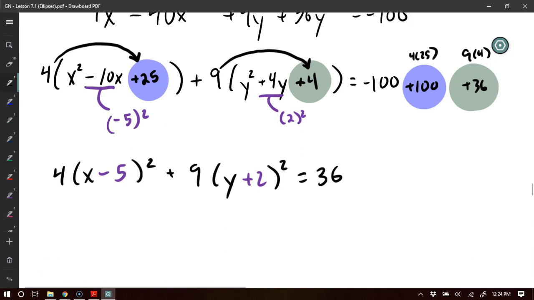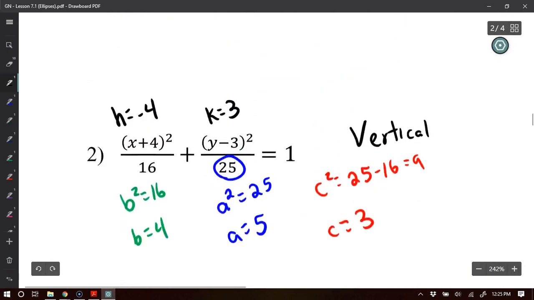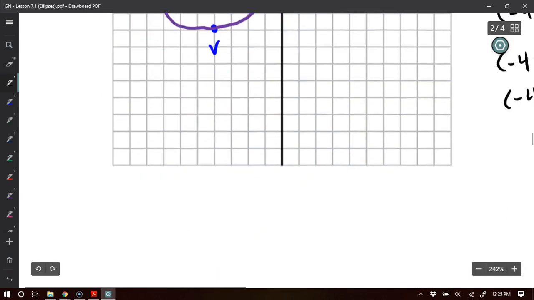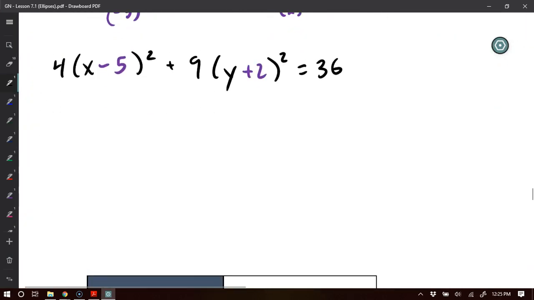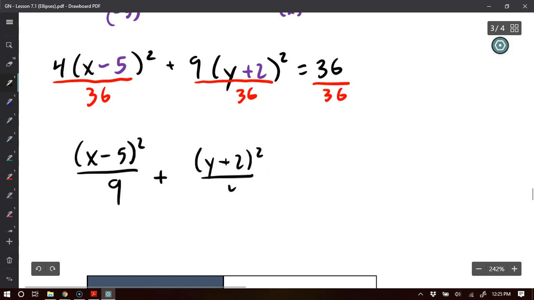But remember, the standard form for an ellipse is always equal to 1. If we go look at all the previous ones and look at the formula sheet itself, the ellipse equation is always equal to 1. So I'm going to have to change that 36 into a 1. So I'm going to divide the right side by 36. Divided by the right side by 36, I have to divide each term on the left side by 36. That's going to give me x minus 5 squared over 9 plus y plus 2 squared over 4 equals 1. And there is my completing the square into the standard equation.